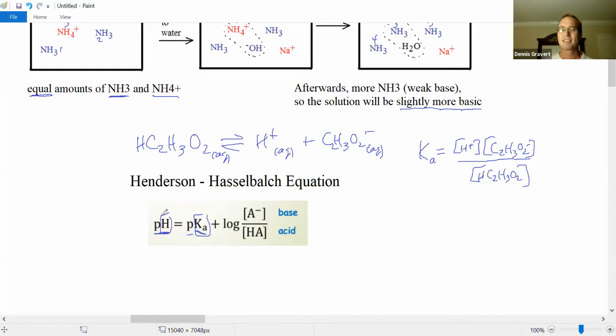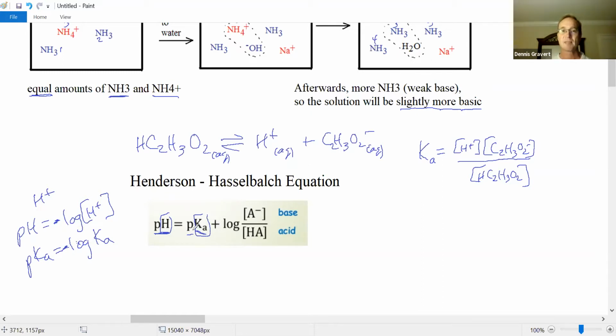Same idea as if you have the H plus concentration. What's the pH? That's equal to the negative log of the hydrogen ion concentration. So do the same thing with the pKa. It's the negative log of the Ka. They're just related. Just remember to change the sign after you type in the acid equilibrium constant and hit the log button on your calculator. Make sure you change the sign.